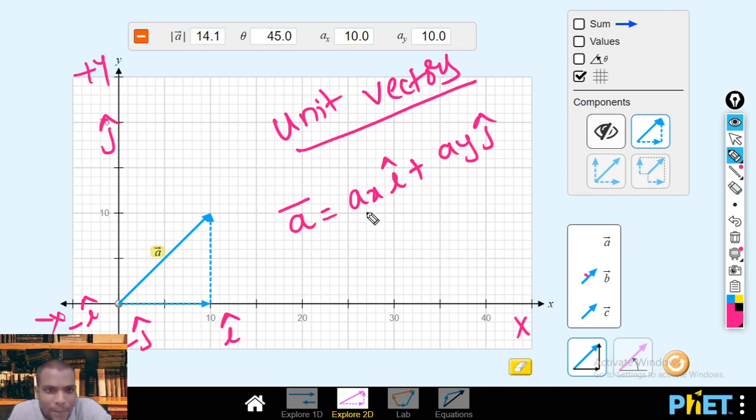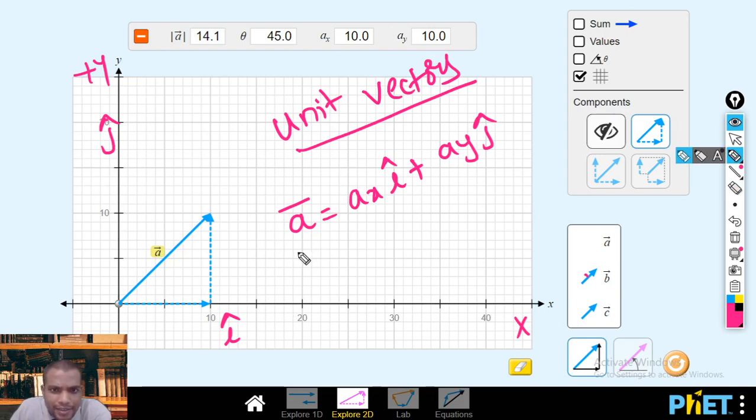Here ax gives the magnitude of the a vector along the x-axis, and ay gives the magnitude of the a vector along the y-axis. Here, if you can see on the scale, how much is the ax magnitude? Since it's on the scale, we can write it directly from there. To make that clear, I can rub on this.